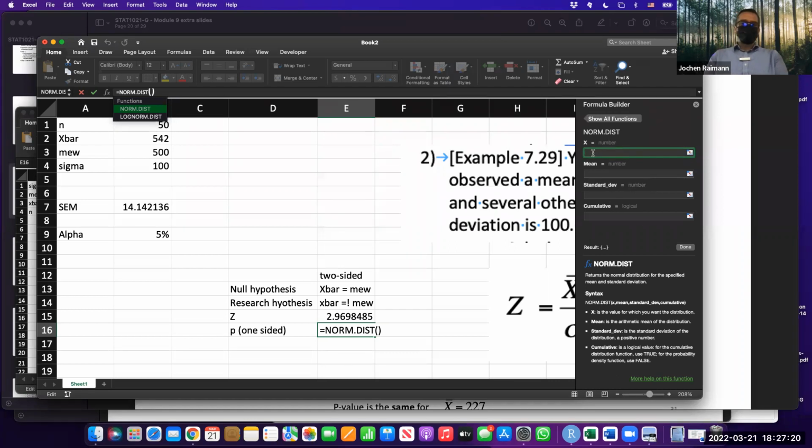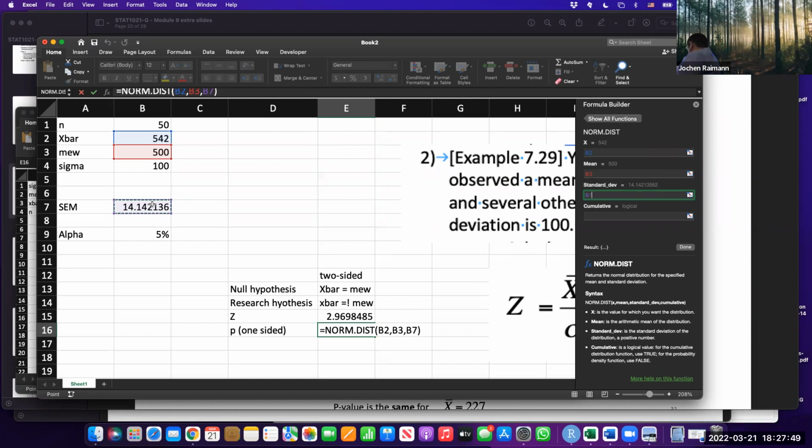So what does this mean? Our X is X bar, 542, right? Our mean is the population mean, which is 500. Our standard deviation, as said, is the standard error of the mean, because we're testing that difference against the standard error of the mean. So we're assuming these random samples of the mean, and we're taking this distribution to conduct hypothesis testing. Yeah? X bar, mu, standard error of the mean.